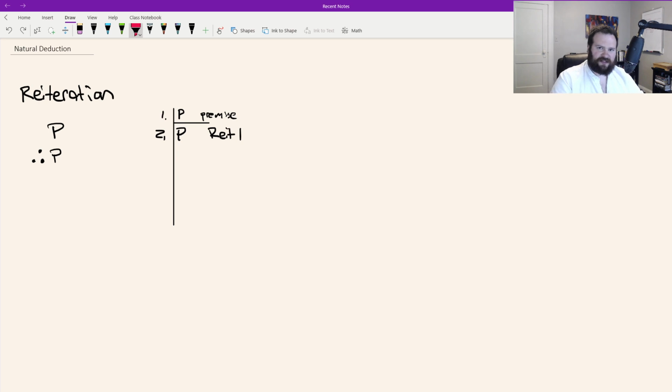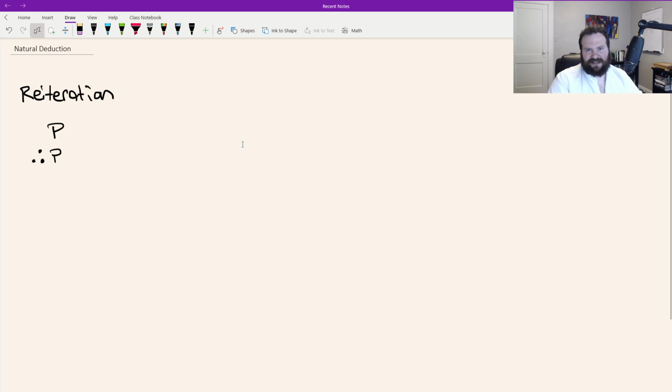Okay, so that's how the arguments are going to look as we build them. That's reiteration. There's really nothing more to say for it. It's very simple, but you will see later that it does have its uses. It's not always going to be used for uninteresting insights. Sometimes we really do need it in order to move forward in a more complicated argument.